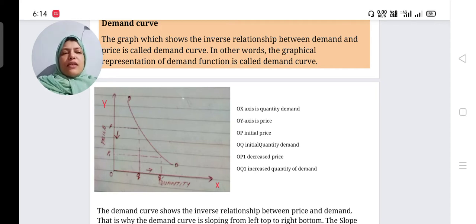x-axis represents quantity demanded, that is OX, quantity demanded, and OY is price. OP is the initial price, then OQ is the initial quantity we bought from the market. Then OP1 is the decreased price. Price is decreased from P to P1, and at that time quantity demanded increased from Q to Q1, and when we join these points we get a demand curve, that is DD.